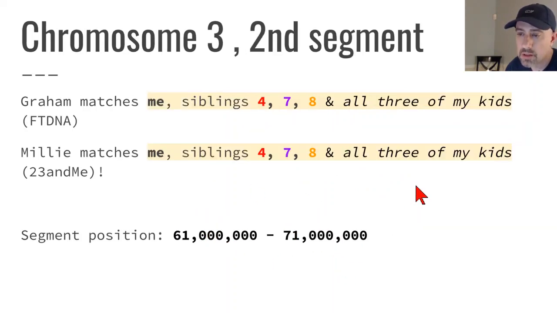Moving on, we find that Graham matches me and sibling 4, sibling 7, sibling 8, and all 3 of my kids, according to Family Tree DNA, in this position on chromosome 3. So a little further down the chromosome, between 61 million and 71 million approximately, Graham matches this subset of my family. We also find, according to 23andMe, that Millie matches the exact same subset of family members in this location, roughly between 61 million and 71 million. So on the basis of this very specific pattern, I would conclude that Millie and Graham more than likely match each other on this segment.